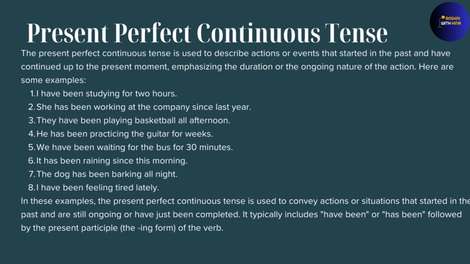In these examples, the present perfect continuous tense is used to convey actions or situations that started in the past and are still ongoing or have just been completed. It typically includes have been or has been followed by the present participle, the ing form of the verb.